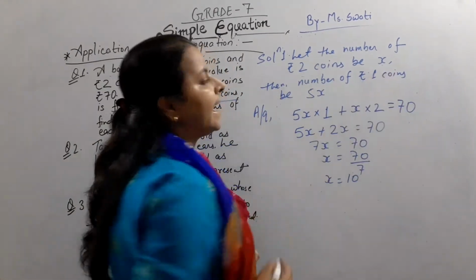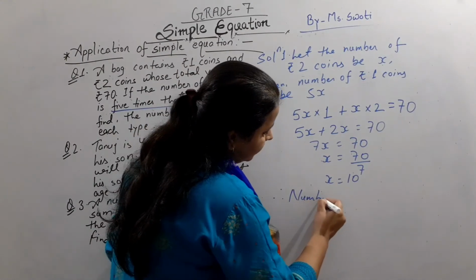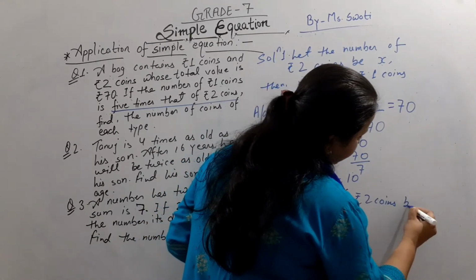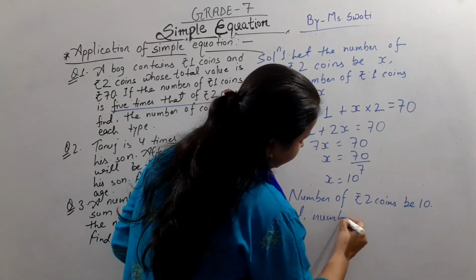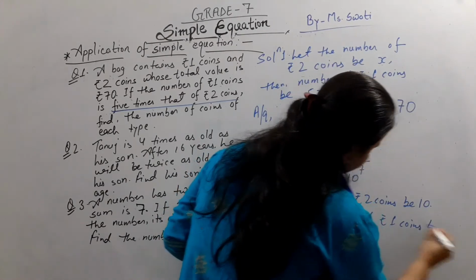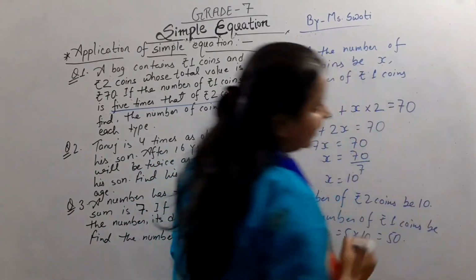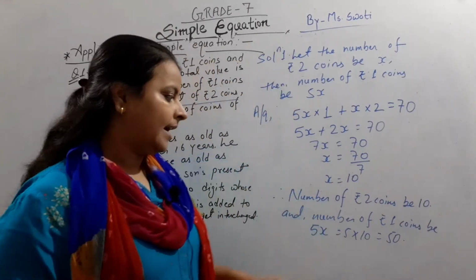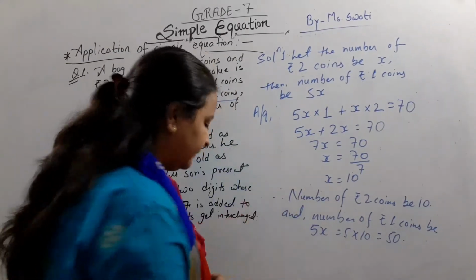So what is x? x is the number of ₹2 coins. Therefore, the number of ₹2 coins is 10 and the number of ₹1 coins is 5x, that is 5 into 10, that is 50. It means the bag contains 10 ₹2 coins and 50 ₹1 coins. Okay. Now we solve the next one.